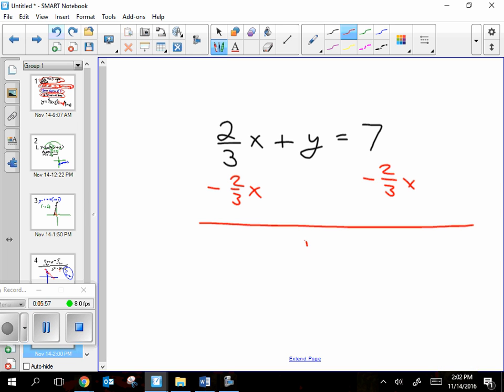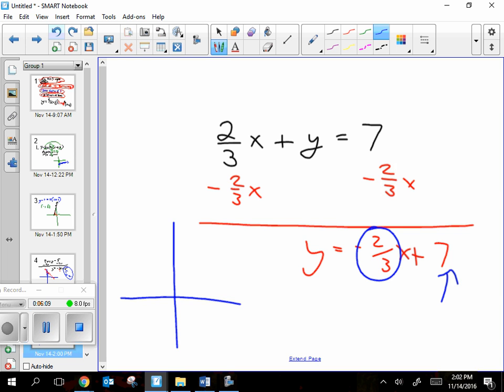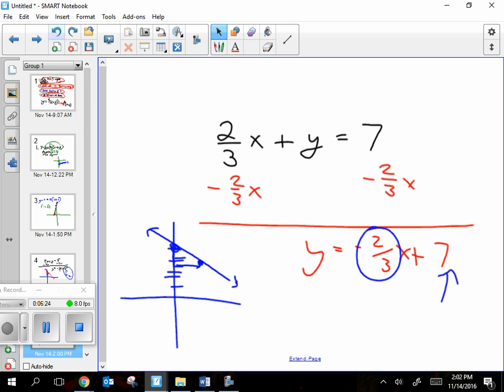Because, why is that smart? Because don't you recognize this now? That's the slope, and that's the y-intercept. So you'd start at 7, and the slope would be fall 2 and run 3. Down a couple, over a couple, down 2, over 3. There we go. All right, so that's one last example.